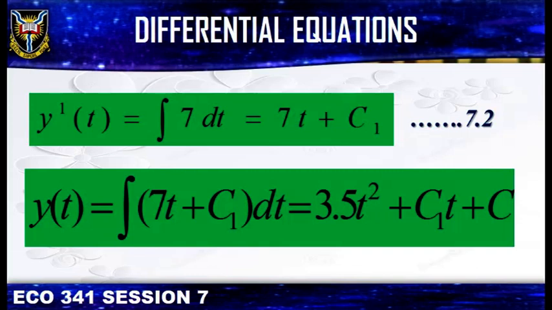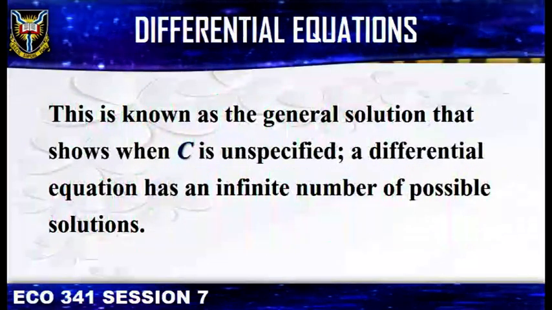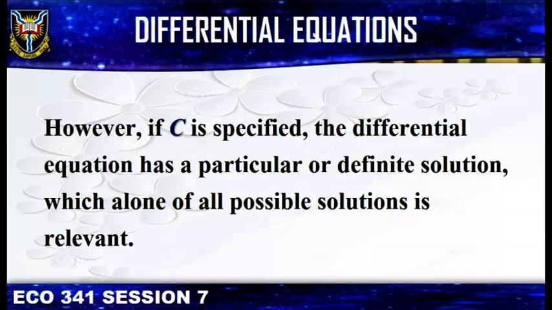y of t is equal to the integral of (7t plus c1) dt, which is equal to 3.5t squared plus c1t plus c. This is known as the general solution, which shows that when c is unspecified, a differential equation has an infinite number of possible solutions. However, if c is specified, the differential equation has a particular or definite solution which alone of all possible solutions is relevant.